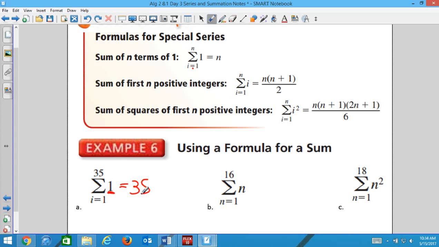That's just the number itself. So this would be adding the first 16 positive integers. So we're going to use this formula. You can add 1 plus 2 plus 3 plus 4 plus 5 all the way to 16. You can do that. Or you can do 16 multiplied by 17 divided by 2, 136.